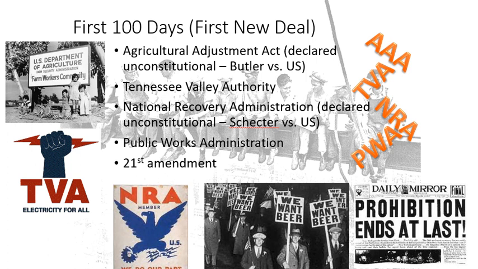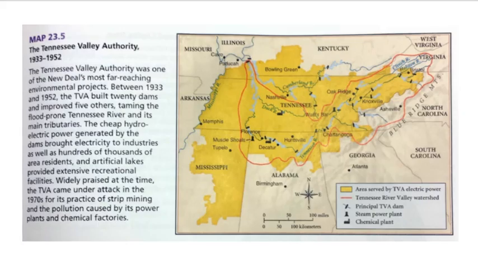Right, and the 21st Amendment, we saw that one before, and that is going to end prohibition, which was the 18th Amendment. So it's going to repeal the 18th Amendment. All right, so let's look at some maps.